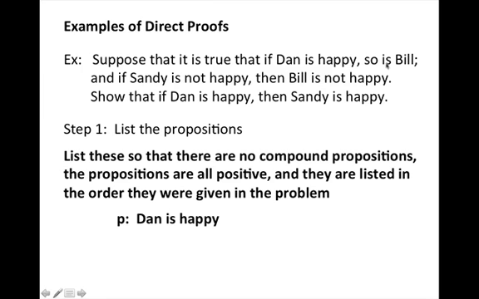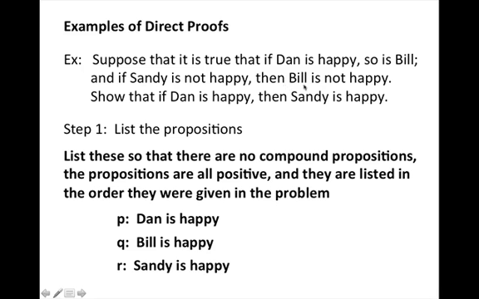The next statement I come to is so is Bill. So even though it says so is Bill, well, Bill is what? He's also happy. Instead of writing so is Bill, I need to give that more meaning and write Bill is happy. The next one I come to that's different is Sandy is not happy. Now remember, I want my basic propositions to be positive, so I'm going to leave out the not, and I'm going to let R be Sandy is happy.